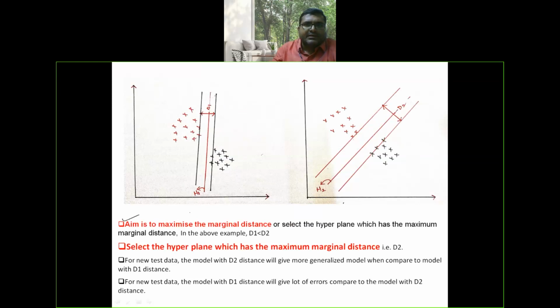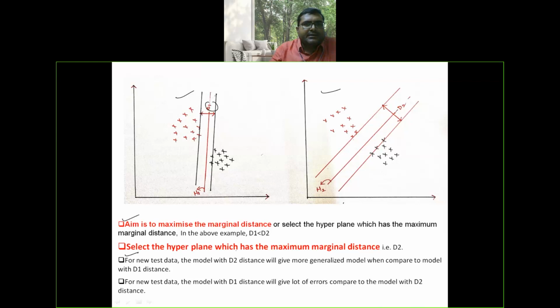The same data can be classified based on marginal distances d1 and d2. Here the aim is to maximize the marginal distance, or select the hyperplane which has the maximum marginal distance. In the above example, d1 is less than d2, which means we need to select the hyperplane which has the maximum marginal distance, that is d2. For new test data, the model with d2 distance will give a more generalized result when compared to the model with d1 distance.